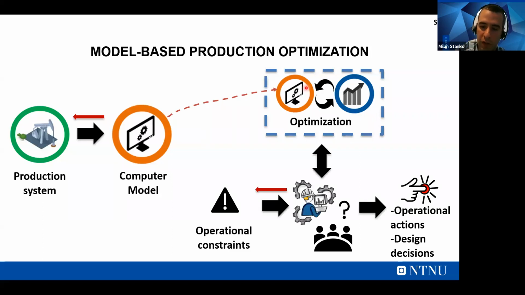And then you typically have some optimization engineer that is in the field or is in the office, and you also have a group of people taking decisions that interact with this optimization framework. And you also have operational constraints. These typically come from the field, or they can also come from the office.